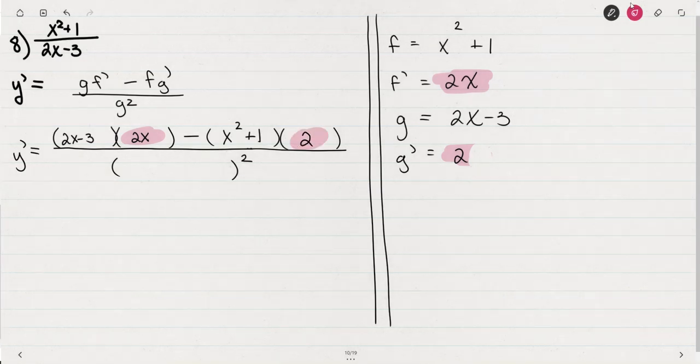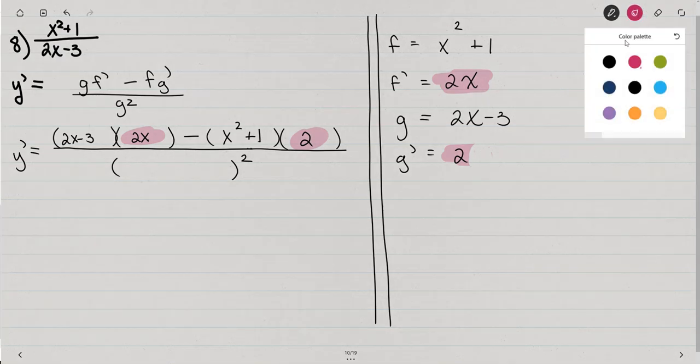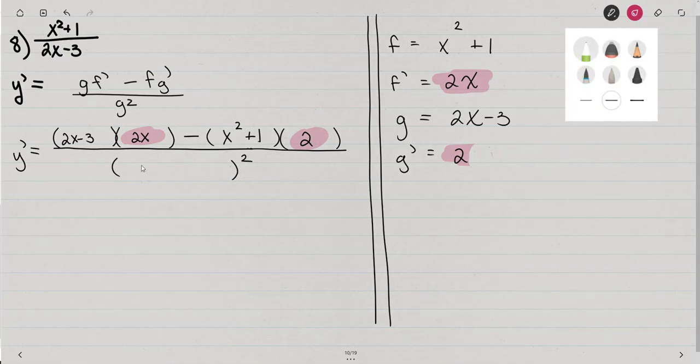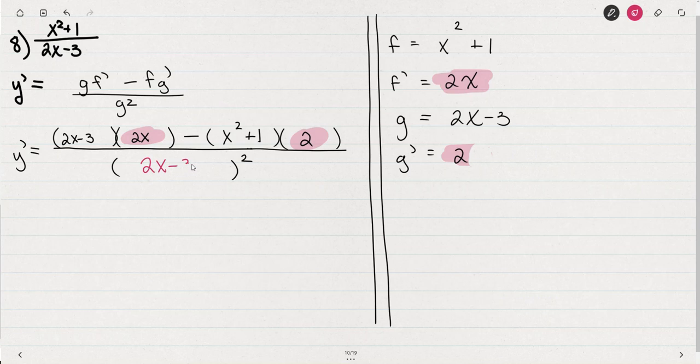All over 2x minus 3 squared. That's just the formula. Let's double check that we've got this right. We've got g, the denominator, 2x minus 3, times the derivative of f, 2x, minus f, the numerator, x squared plus 1, times the derivative of the denominator, 2x minus 3, which the derivative is 2, all over 2x minus 3 squared.